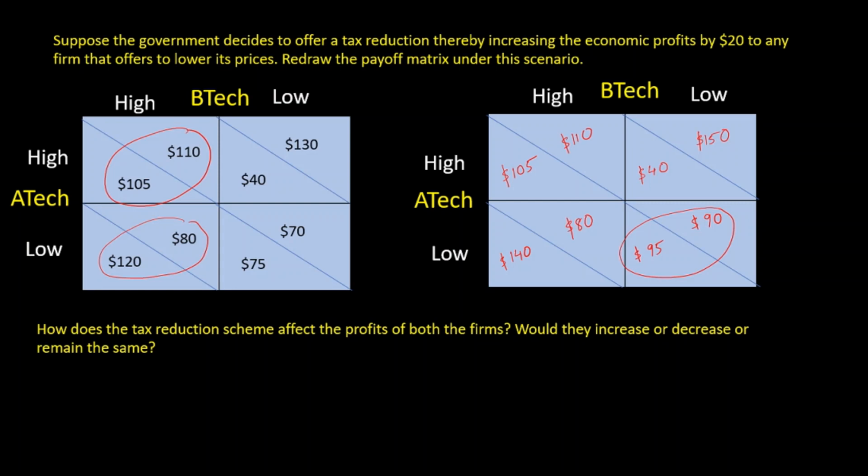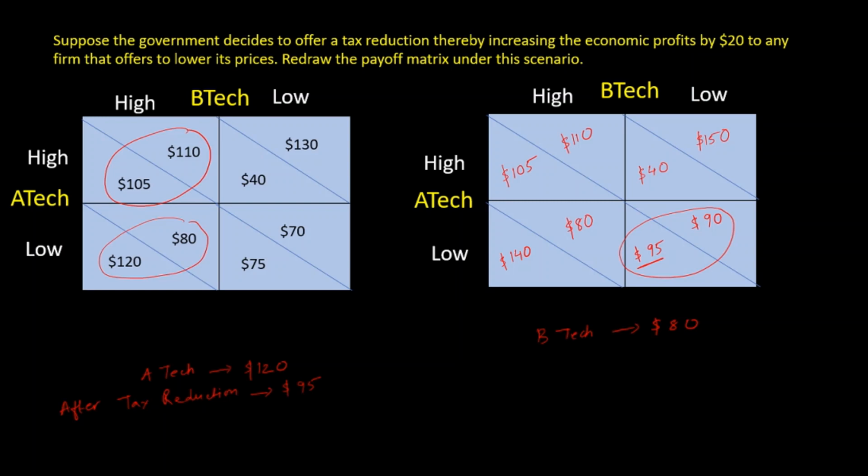So before the tax incentive, what was the profit of firm A Tech? We had worked it out to be $120. So before tax reduction, firm A Tech was earning $120. Now, after the tax reduction, the dominant strategy for firm A Tech is to go low. So in this case, it will earn $95. So after tax reduction, the earnings have reduced to $95. So what happens to the profits for A Tech? It has actually reduced because of the government incentive.